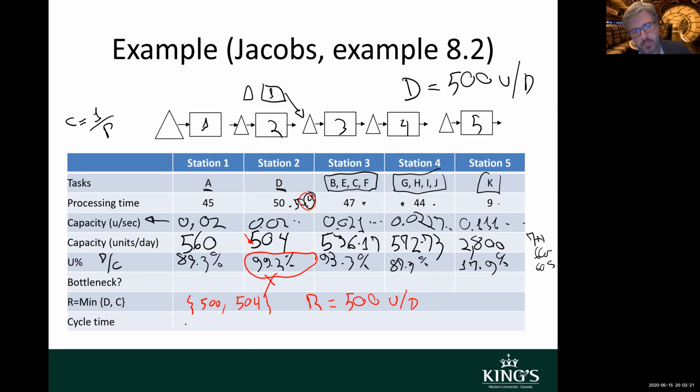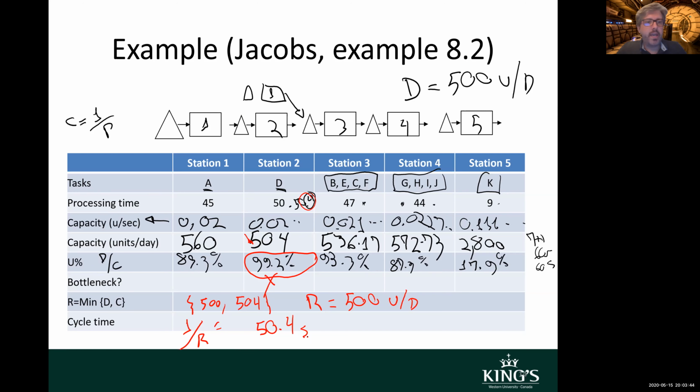How does that sound? And what would be my cycle time? Well, if cycle time is 1 over flow rate, then my cycle time is 1 over 500. And what would that be? That would be 50.4 seconds.